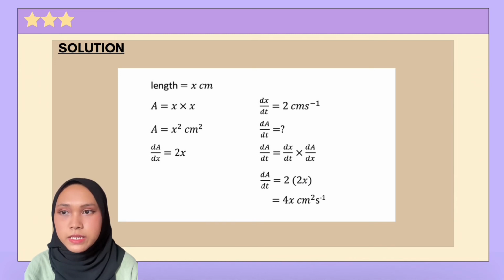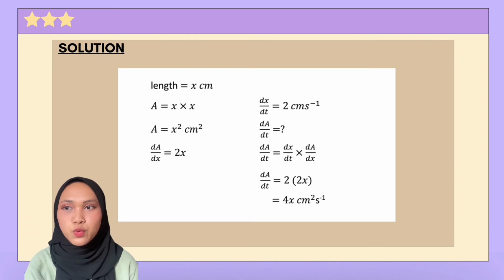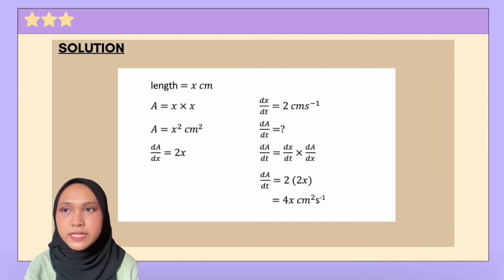The dx/dt value has been given. Now, we can find dA/dt. So, to find dA/dt, we need to arrange the equation like this: dx per dt multiply dA/dx. Then, enter the value and solve it. We got 4x centimeter squared per second.